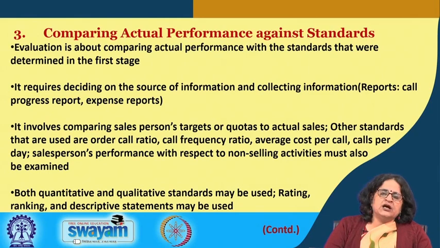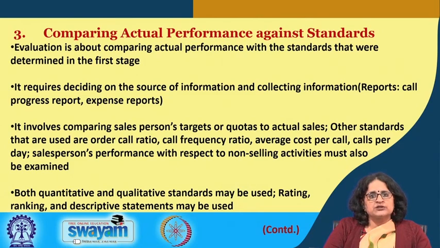Of course, we have seen that we have to rely heavily on the reports, whether it is the call progress report or the expense reports, and the stage involves comparing salespersons' targets or quotas to actual sales. Other standards that can be used are the order call ratio, call frequency ratio, average cost per call, calls per day, etc. And salesperson performance with respect to non-selling activities must also be examined, and both quantitative and qualitative measures must be used. We've discussed earlier that rating scales, ranking scales, and descriptive statements may be used to finally assess and evaluate the performance of the salespeople by comparing the actual performance against the standards.